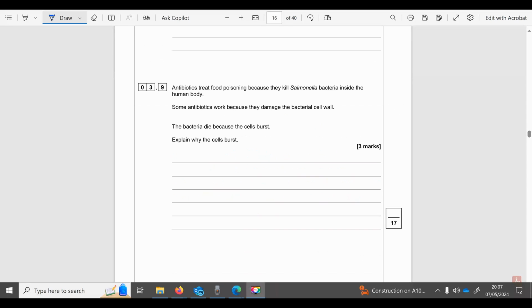Question 3.9. Antibiotics treat food poisoning because they kill Salmonella bacteria inside the human body. Some antibiotics work because they damage the bacterial cell wall. The bacteria die because the cells burst. Explain why the cells burst. 3 marks. So the bacteria are in the human body, traveling around there. The antibiotic, when ingested, will damage the cell wall of the bacteria, and then eventually this bacteria die because the cells are burst.